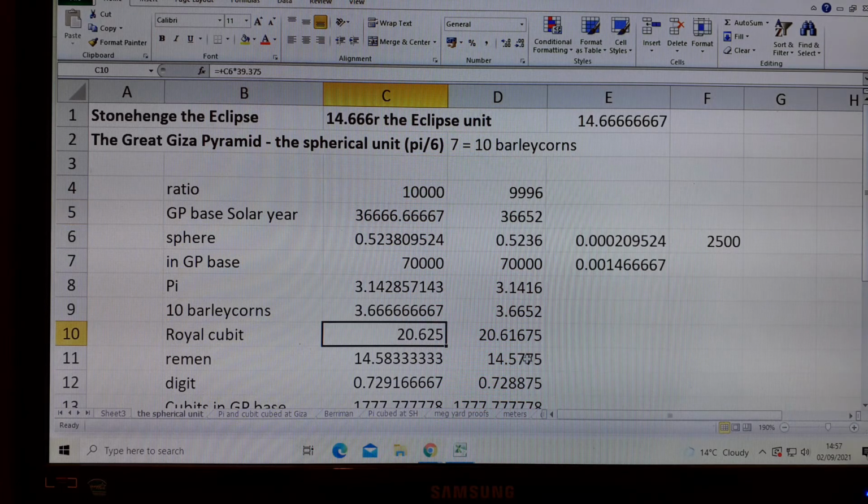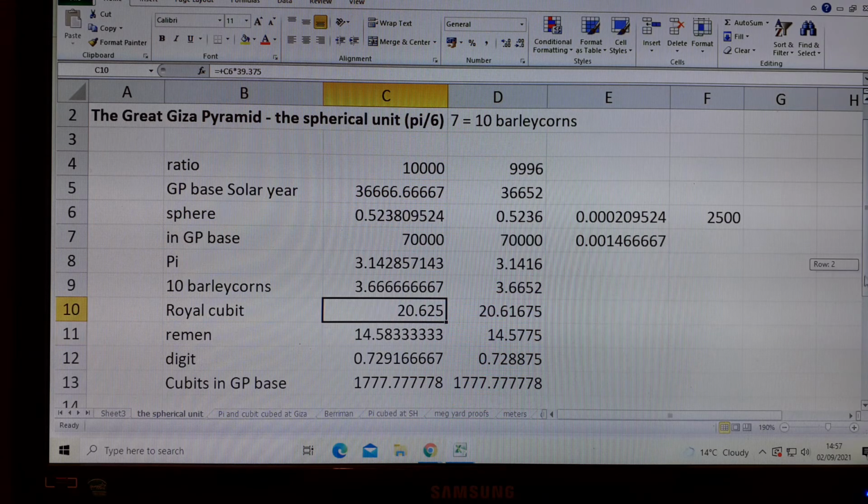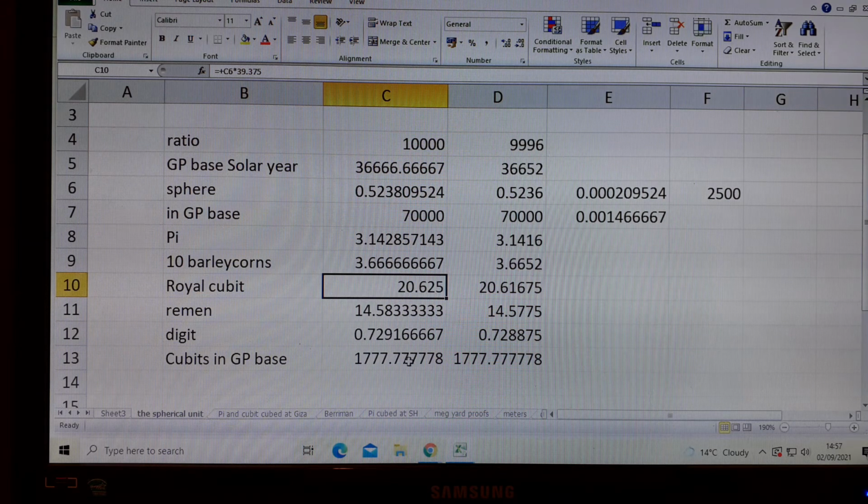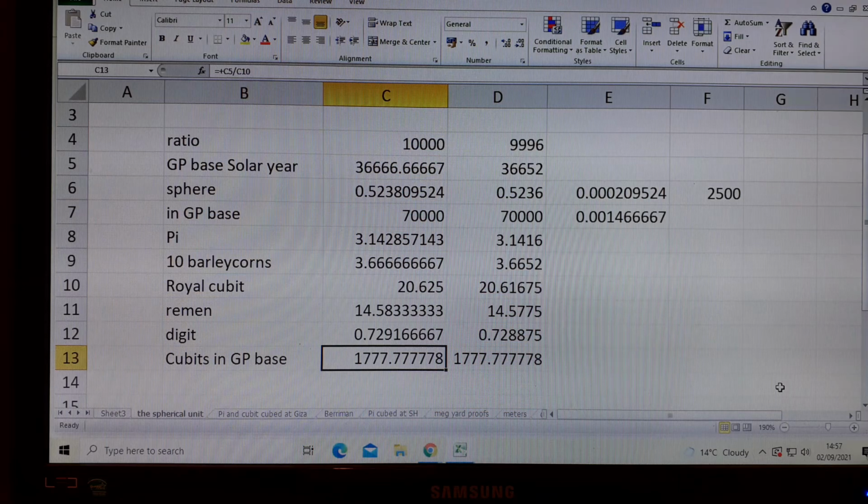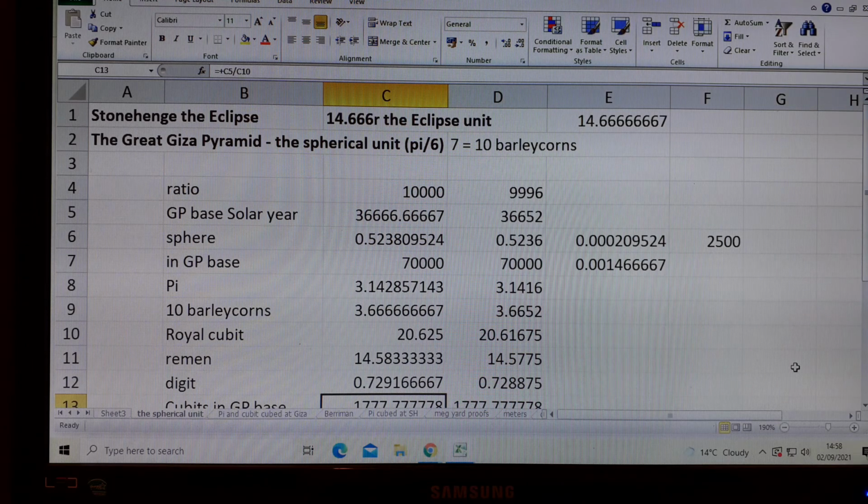But we get this Egyptian royal cubit of 20.625 because we're breaking with convention in the new metrology, finding that there are 177.77 units in the GP base. And just to let you know what that is, it's 16 over 9 times 1,000. And 16 over 9 squared is Egyptian pi. 16 over 9 times 16 over 9 is Egyptian pi. So that's it for now. That's the basic unit within the Giza design.